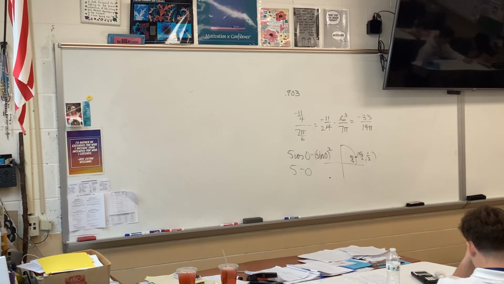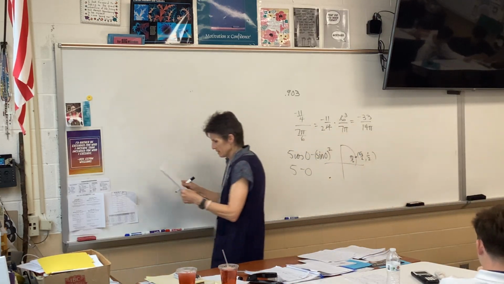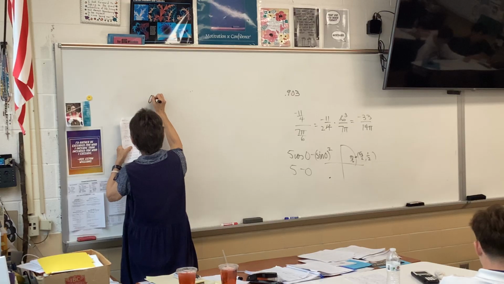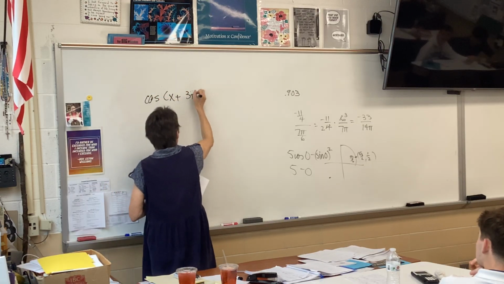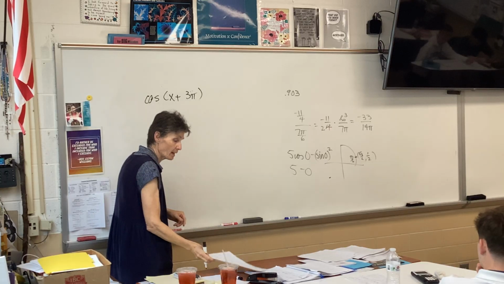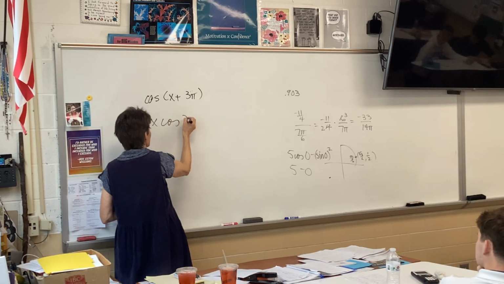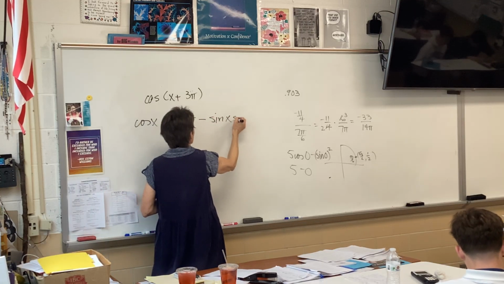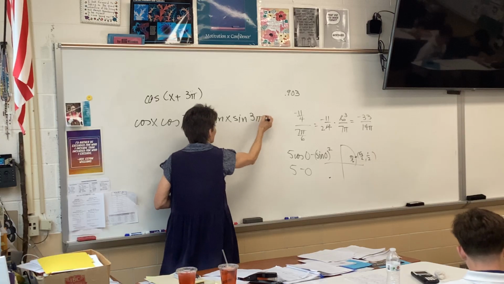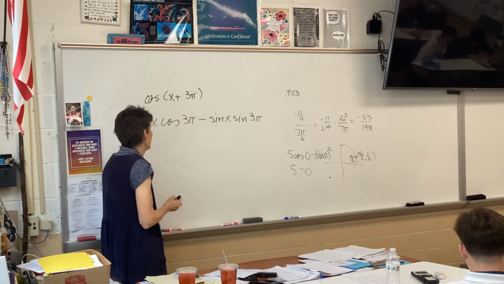Alright, so 5A on our review sheet says cosine of x plus 3 pi. My formula for the cosine of an angle plus an angle is cosine of the first, cosine of the second, minus sine of the first, sine of the second. So far, so good, just plugging in to my formula.